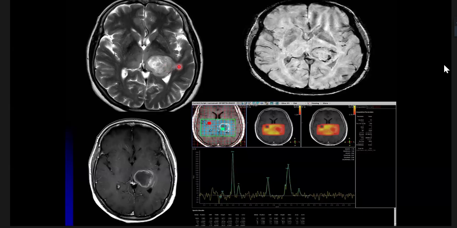Secondary is metastasis or lymphoma. Tell me how you are going to differentiate based on this image. Tell me one thing which you want to do to differentiate a primary tumor from metastasis when there is a solitary brain lesion. Pathology, pathology, pathology. Tell me.